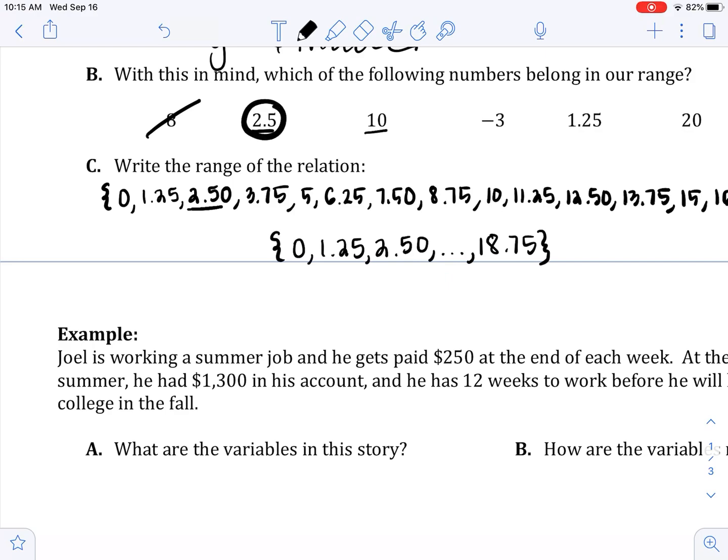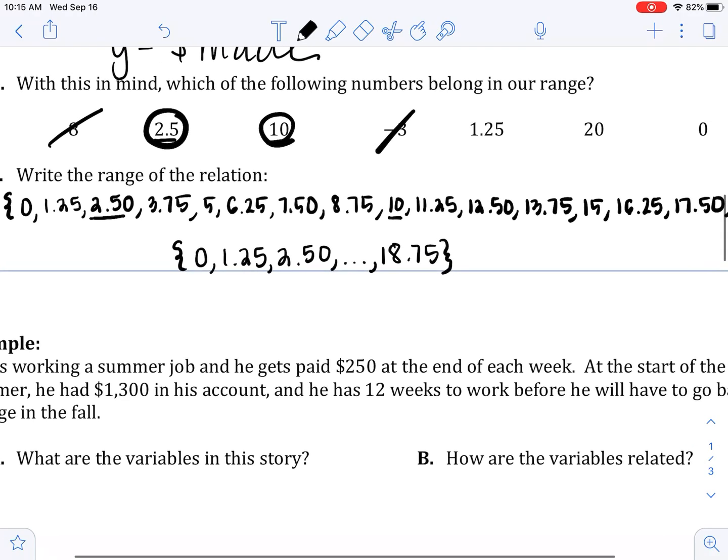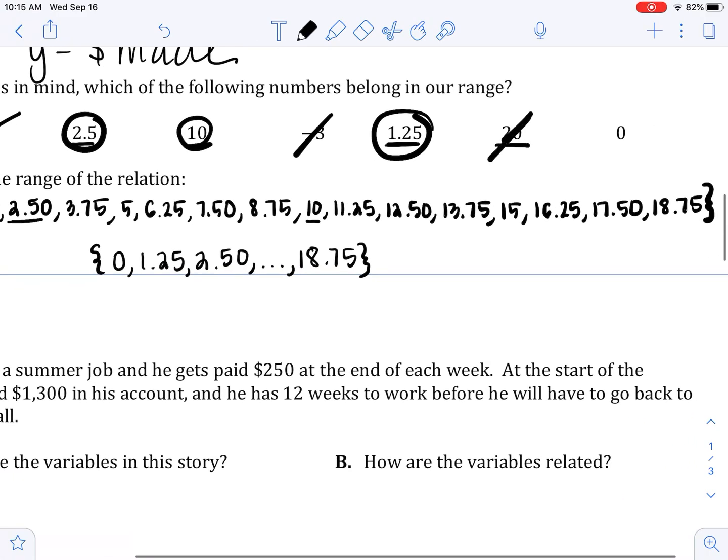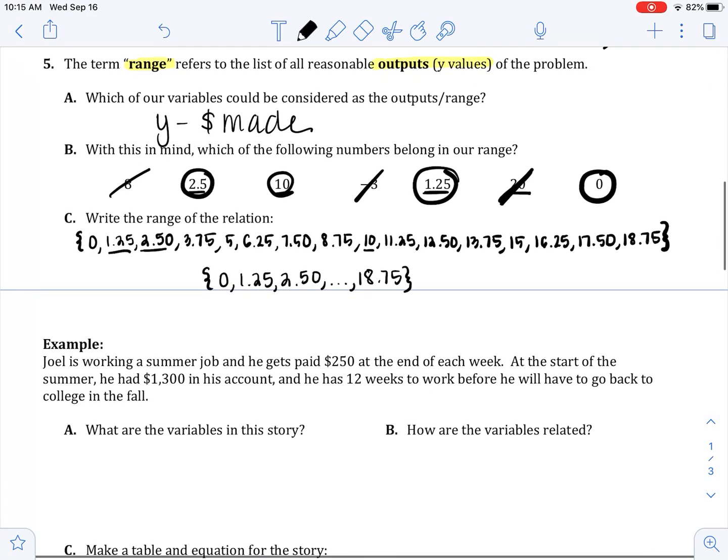2.5, which is the same thing as 250, is 10. It's right there. -3, absolutely not. I can't make -$3. $1.25, right there. $20. Nope, that's out of my range. $0 is in my range. See?